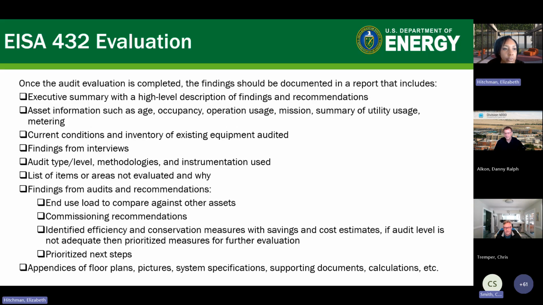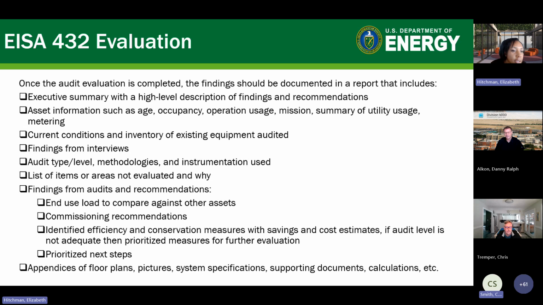So we're getting towards the end of my part. The actual EISA 432 evaluation: once the audit evaluation is completed, the findings should be documented in a report that includes the executive summary, just a high-level description of your findings and recommendations. Asset information, of course, there's a few things listed here. Current conditions of the inventory, findings from interviews, audit level types, etc. So just kind of a summation of all the findings of all the measures that were placed in the building.